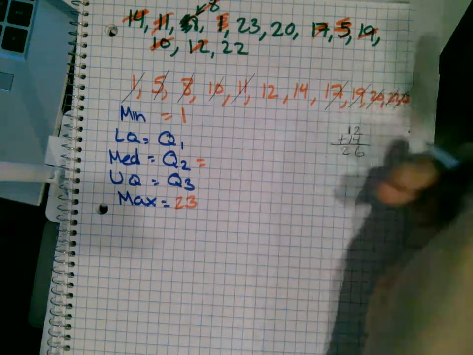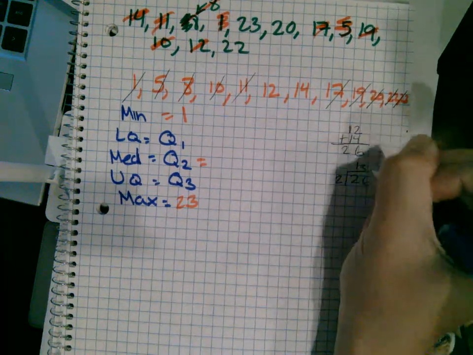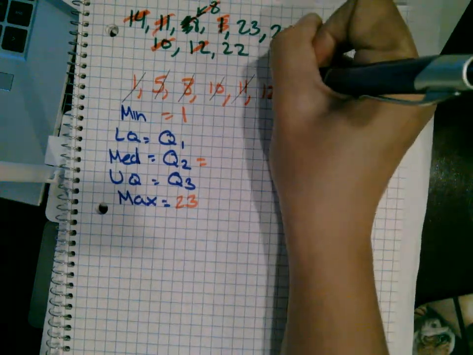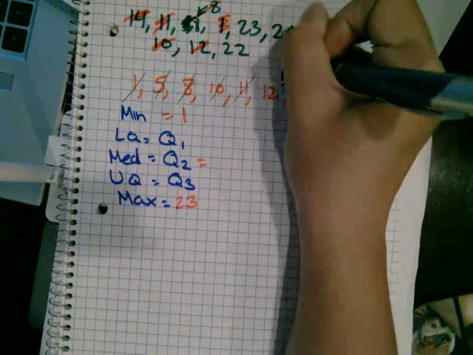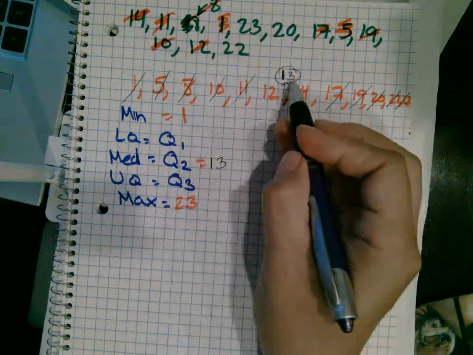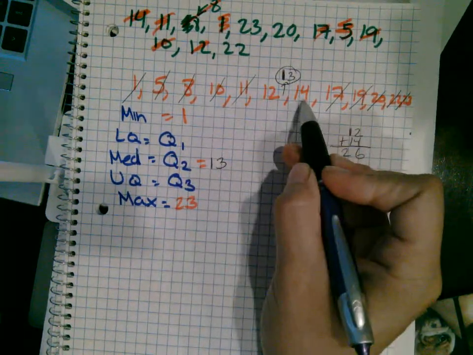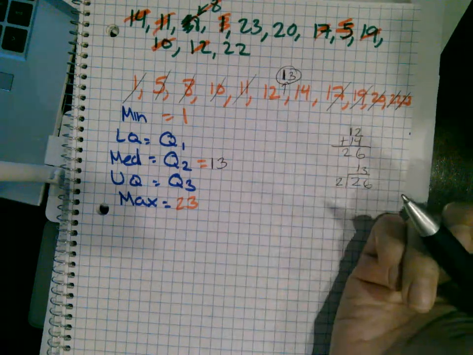12 plus 14 is 26. And then you divide by 2. 26 divided by 2 is 13. 12, 13, 14, right? So that makes sense that 13 would be the number in the middle. So that's our median, 13, because we had 2 numbers in the middle.